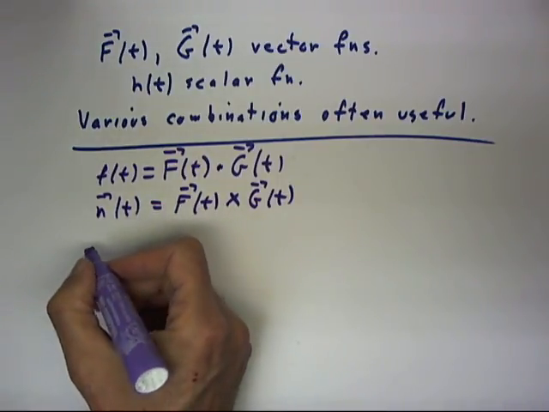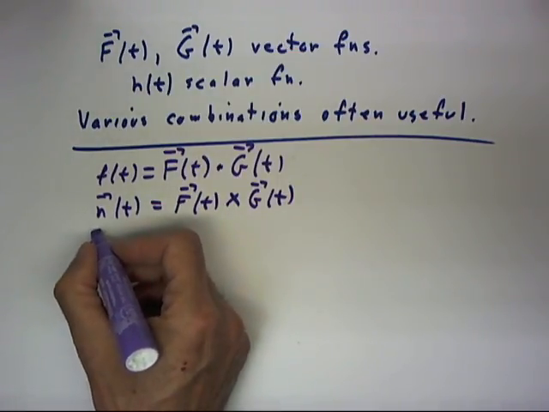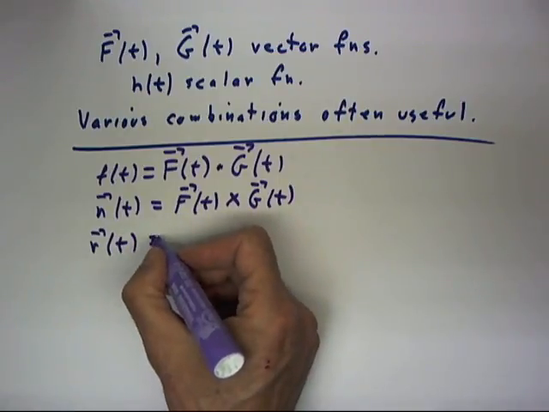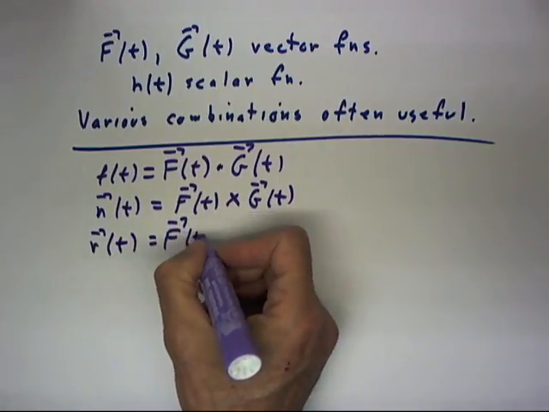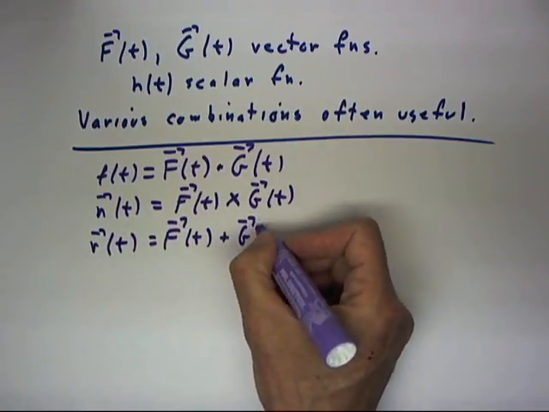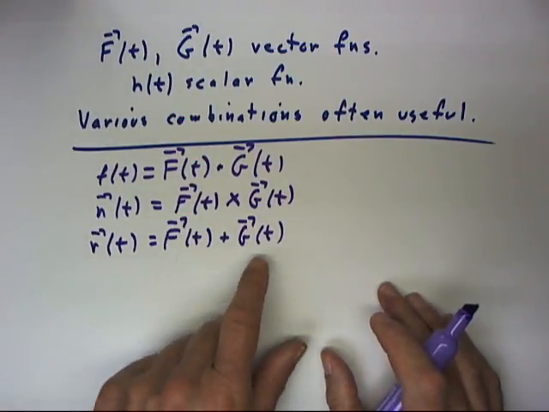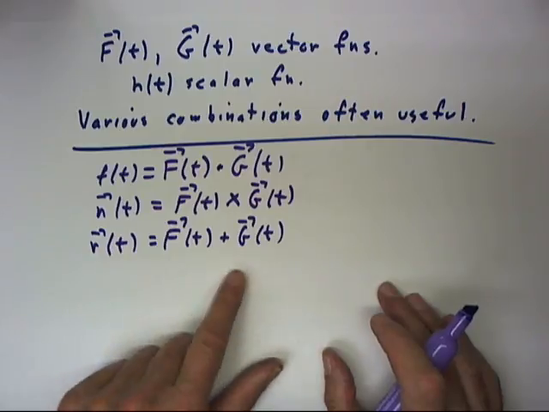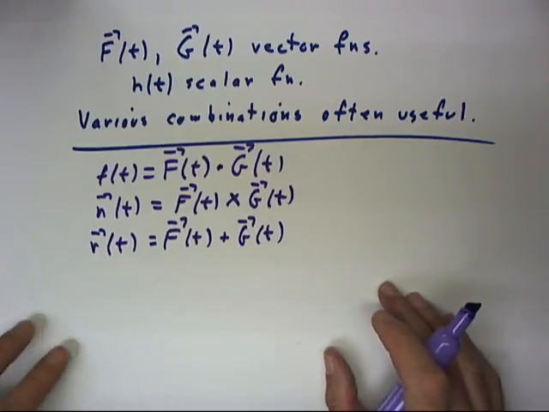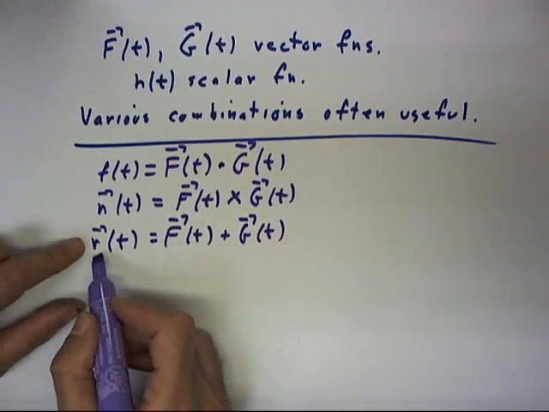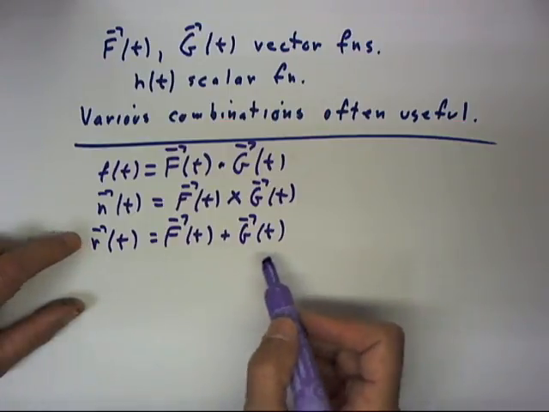Of course, we can do, say, r of t equals f of t plus g of t. We've already done this for r1 of t plus r2 of t, and we see how the sum of two vector functions can work, and it's easy to verify that the derivative of the sum is the sum of the derivatives.